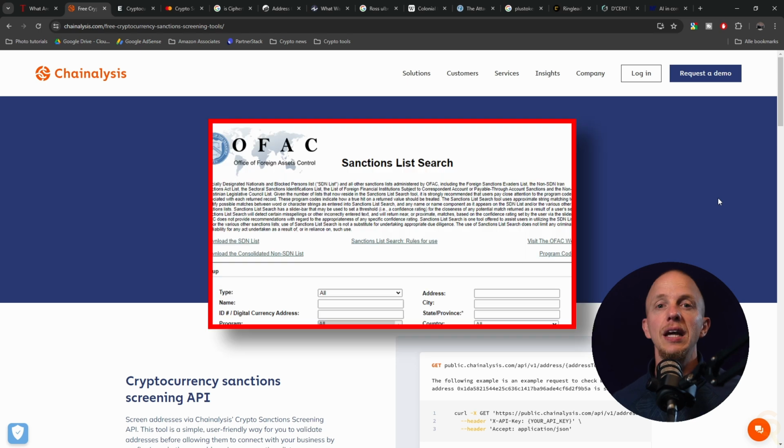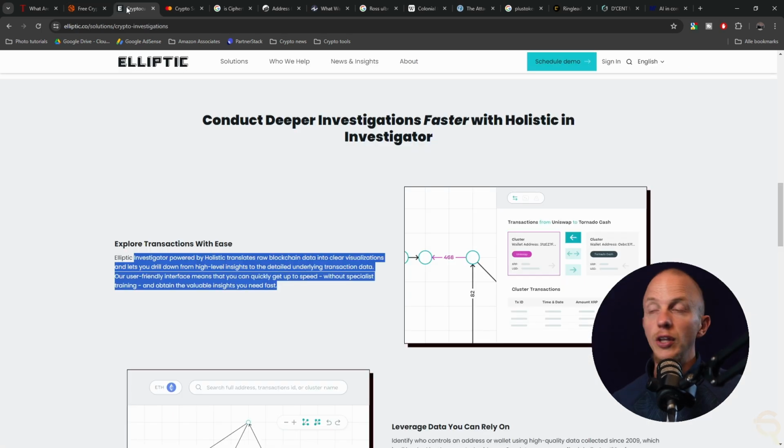Now, currently, this includes the Specially Designated Nationals list of the US Department of the Treasury's Office of Foreign Assets Control, also known as OFAC. Another one is Elliptic, and this company uses machine learning to detect and prevent financial crime. Elliptic offers solutions for transaction monitoring, wallet screening, and forensic investigations.